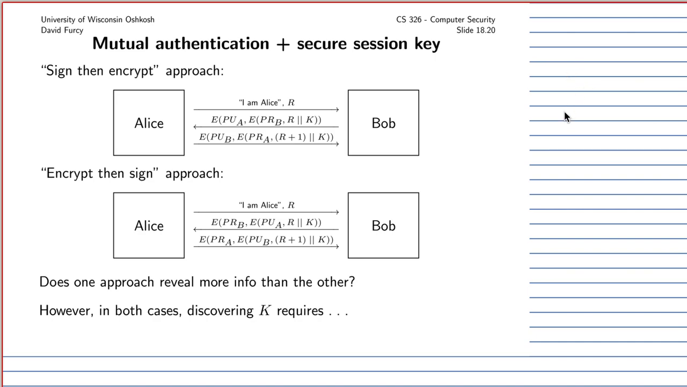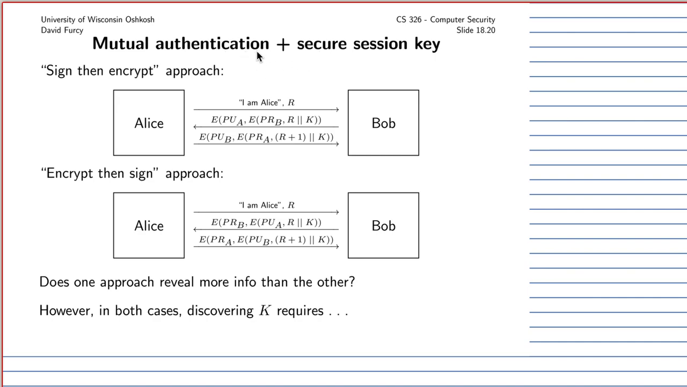Hello and welcome to this last video in our lecture on remote user authentication. In this video, we attempt to describe protocols that support both mutual authentication of both parties and the secure establishment of a session key. In the previous video, we described two protocols, one that used encryption and one that used signing. Neither one of them could satisfy both of our goals here.